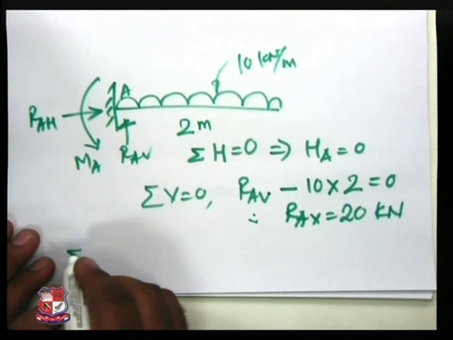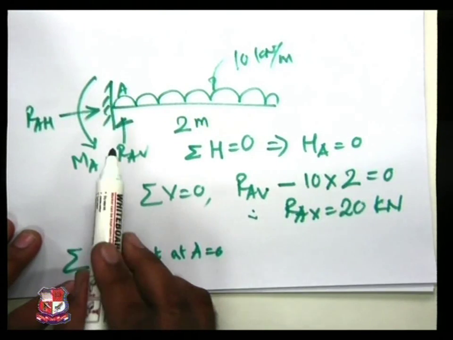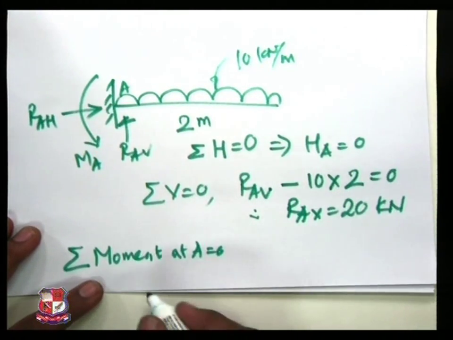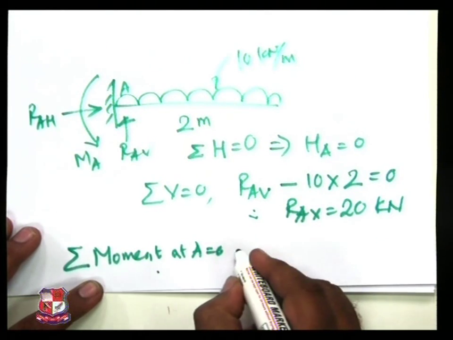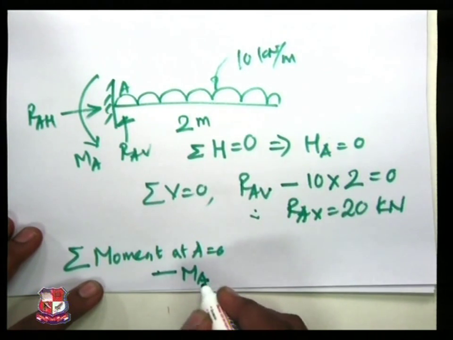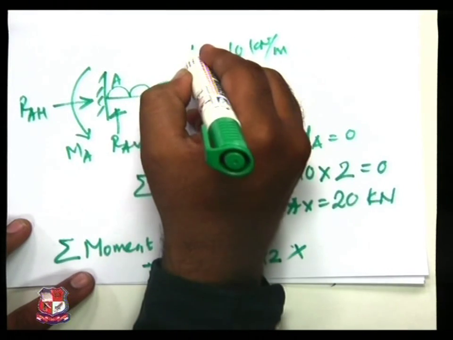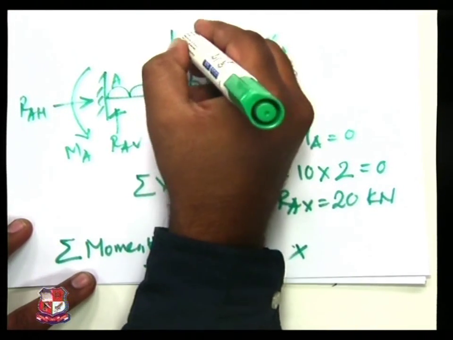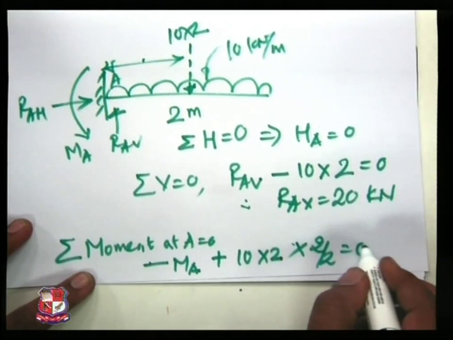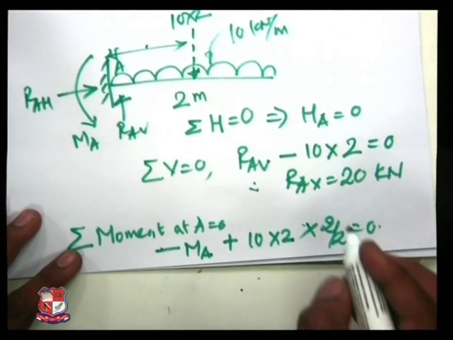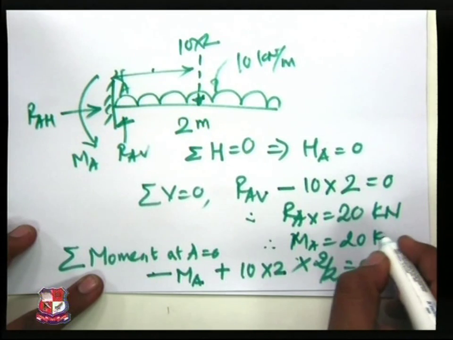Now applying the third condition, sigma moment at A is equal to 0. We are taking the moment over here at this point. So therefore RAH into 0, it is 0. RAV into 0, it is 0. But this MA is there, which I have assumed anticlockwise. So minus MA plus 10 into 2 into, now this is distributed in terms of equivalent point load, that is 10 into 2 acting at the CG distance, and this distance is 2 by 2. It is equal to 0. So we will achieve MA is equal to 20 kilonewton into meter.